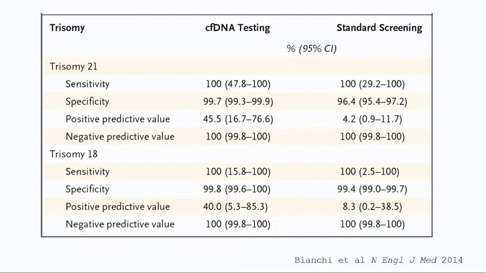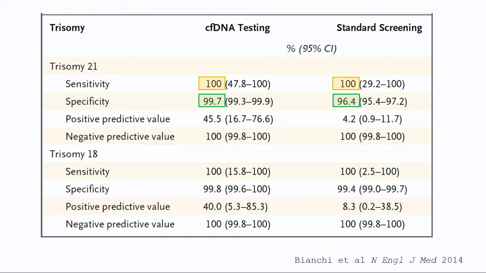So Diana Bianchi performed a study and actually compared the conventional approach, which she calls standard screening on this slide, with the cell-free DNA-based testing back-to-back in the same cohort of pregnancy. In this particular cohort, both approaches could detect all of the Down syndrome cases. But the specificity of the two approaches were as expected. That is, with the cell-free DNA testing, the false positive rate was less than 0.5%, whereas with the standard screening, the false positive rate was about 4%.